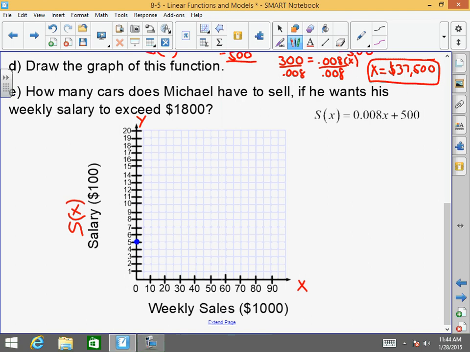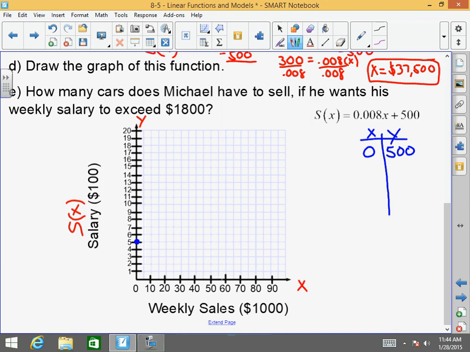So for this, basically what we're doing is we're making some tables. I don't need 100 million values. We just need some of them. And when x is 0, we got $500. Then let's go ahead and pick another value. Let's pick at least 2 more values. Depends how accurate you want this to be. Let's, for our sake, pick another 2 values.